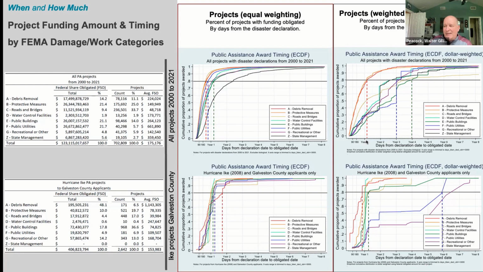We also have the timing curves for projects. That's the center figure there. And then weighted by the amounts of funding that went in and when that funding goes in as well. So you can see, for example, that utilities didn't get 80% of their funding until almost year 6 in post-Hurricane Ike. And you can see there's a degree of variation there in terms of what is being funded. Debris and protective measures always are earlier, but these others are much later as well.